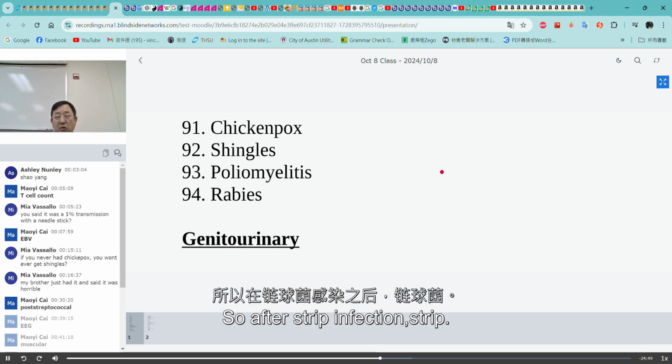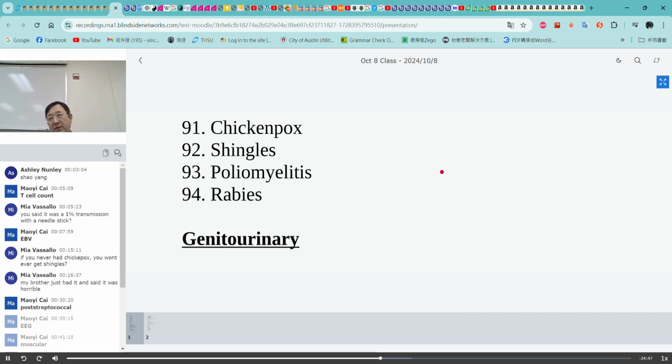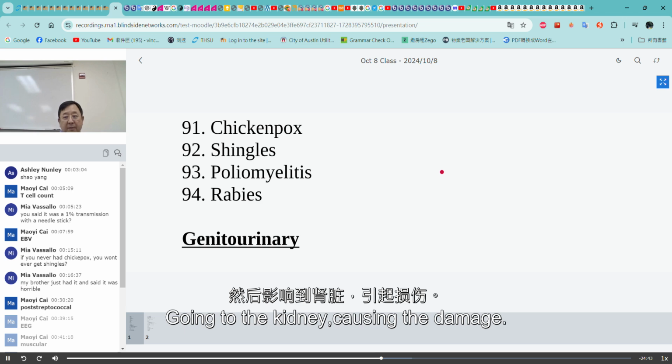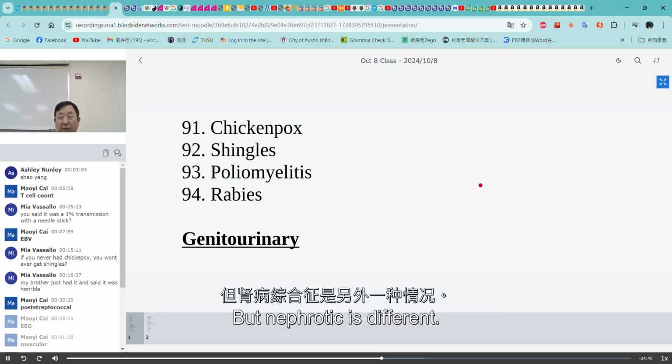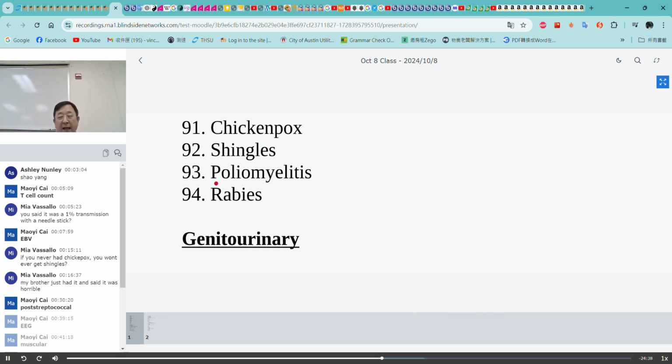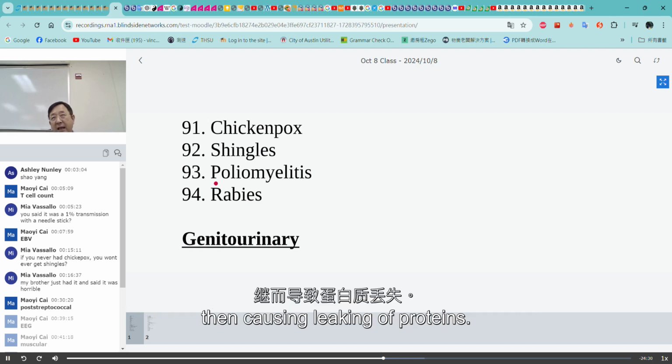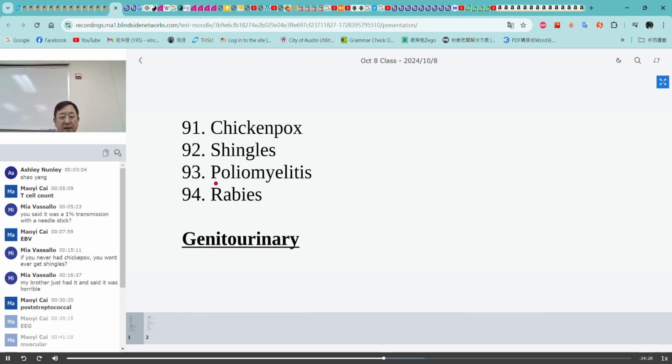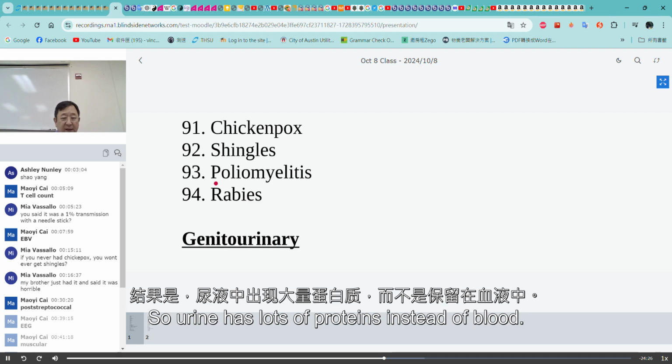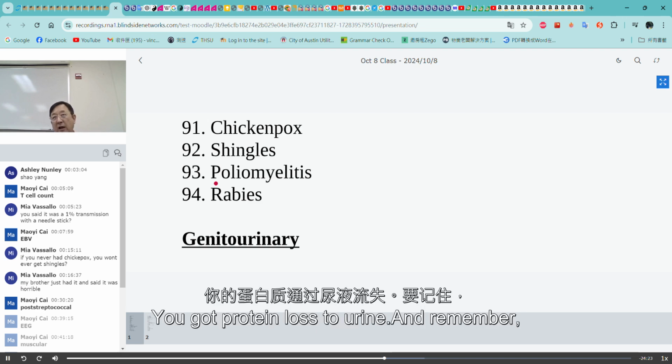So after strep infection, strep throat, and then what? Going to the kidney, causing the damage. So this is what it means. But nephrotic is different. Nephrotic is what? It's the kidney itself. Damage, well, through many reasons, autoimmune, toxins, then causing leaking of proteins. So urine has lots of proteins instead of blood. Yeah, protein loss in the urine.